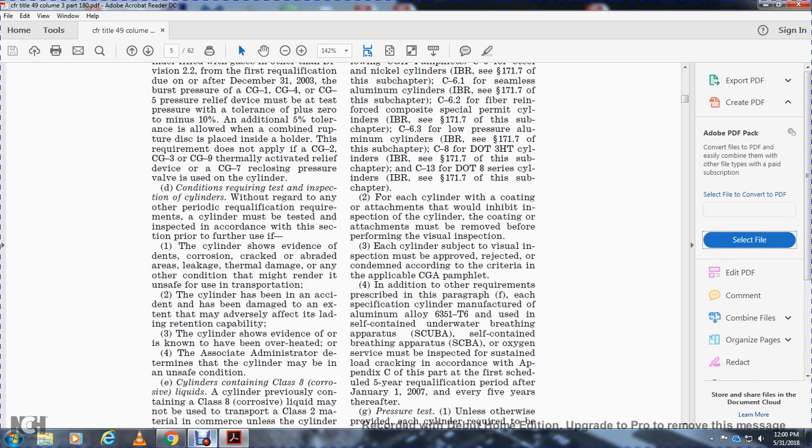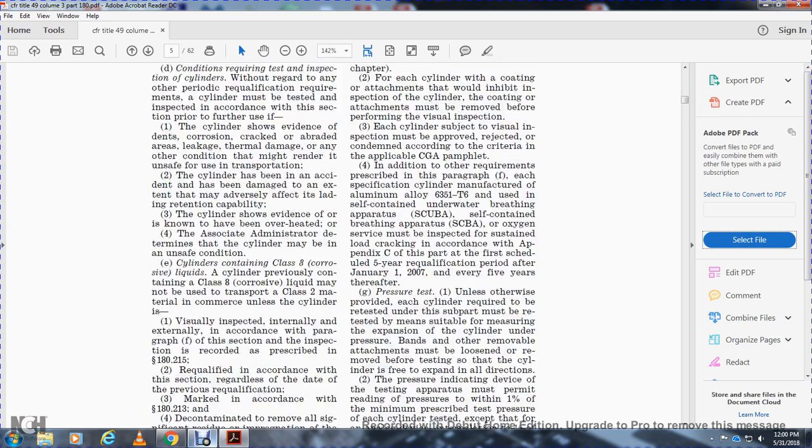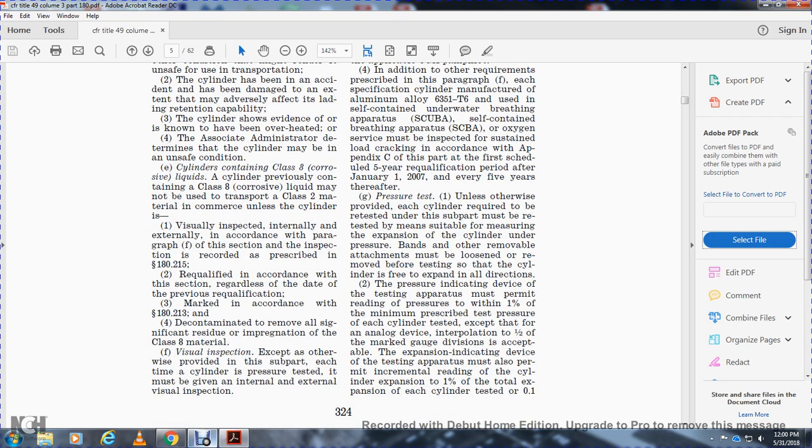The surface must be inspected to ascertain loading and cracking, in accordance with Appendix C, with the first schedule for the 5-year requalification period of January 1st, 2007, and every 5 years thereafter. Pressure tests: unless otherwise provided, the cylinder requires a retest, meaning a suitable measuring of the expansion of the cylinder. Under pressure, bands and other removable attachments might be loosened or moved before testing the cylinder. The history of the expanding in all directions.